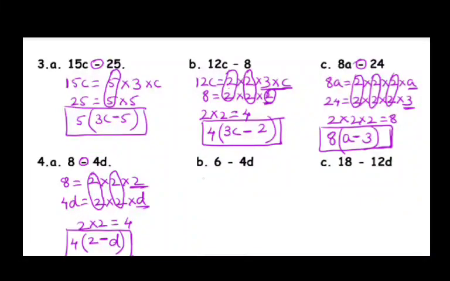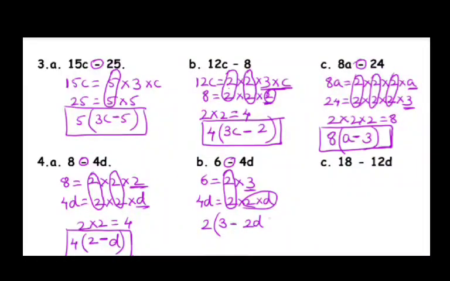Next sum. 6 is equal to 2 into 3. 4d can be broken down or factorized into 2 into 2 into d. What is common? 2. We have 2 on the outside. We have 3. We have 2d, and in the middle we bring the minus sign from the question, and here you go.